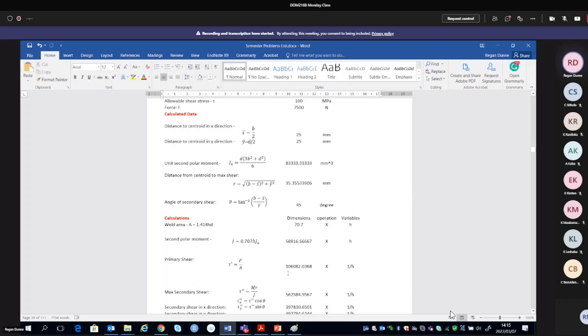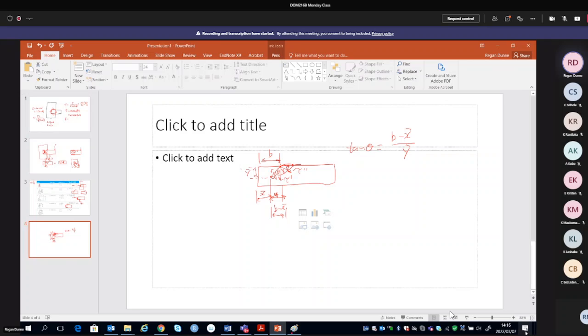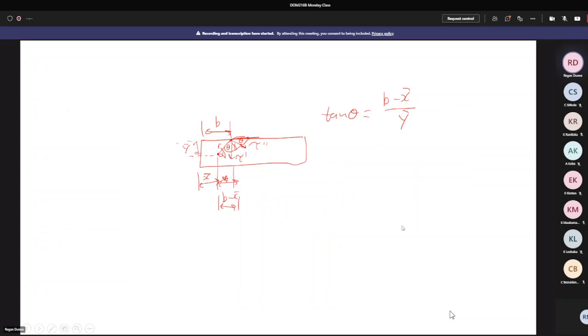That's going to equal the force we have, but the area we don't because we need h. So we're going to be in terms of this. Our secondary shear from our moment is Mr over J, and that's going to be 562,584 times 1 over 8h. We can break that into two components because we have our secondary shear here.